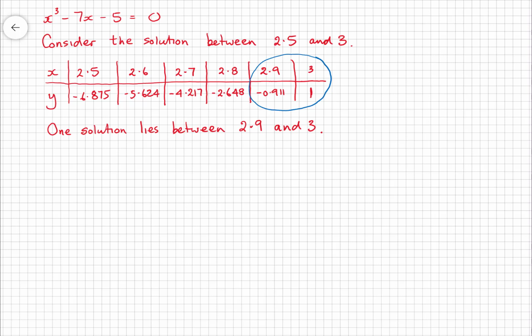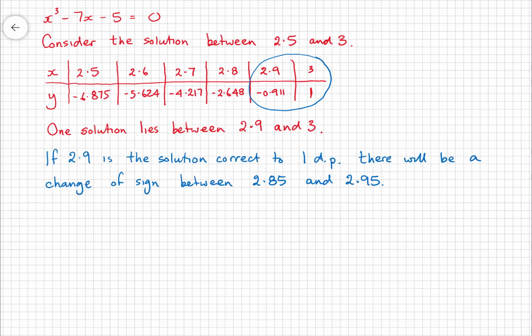If that is the case, then there must be a change of sign between the lower bound for 2.9 and its upper bound, and that's what we're going to check next. What we're saying is that if 2.9 is one of the solutions that's correct to one decimal place, there will be a change of sign between 2.85, which is the lower bound, and 2.95, which is the upper bound. So we put those values into the calculator, and these are the results that we get out.